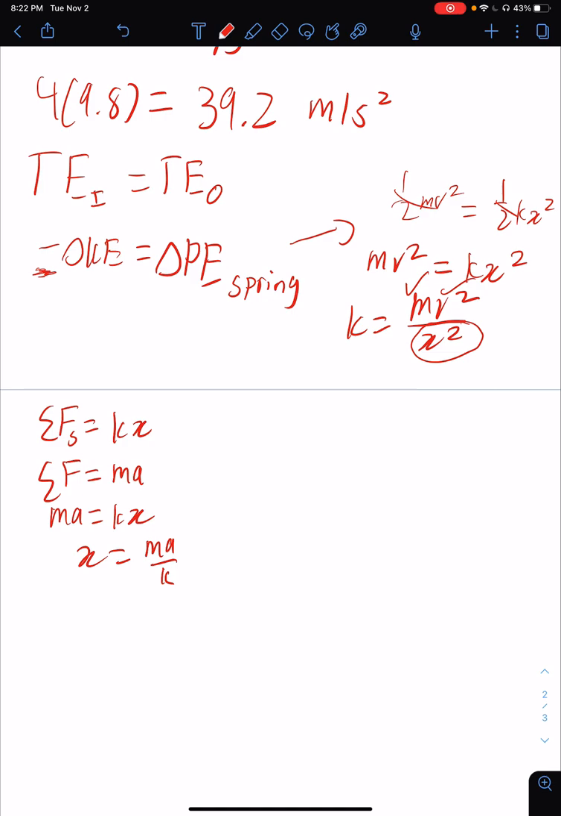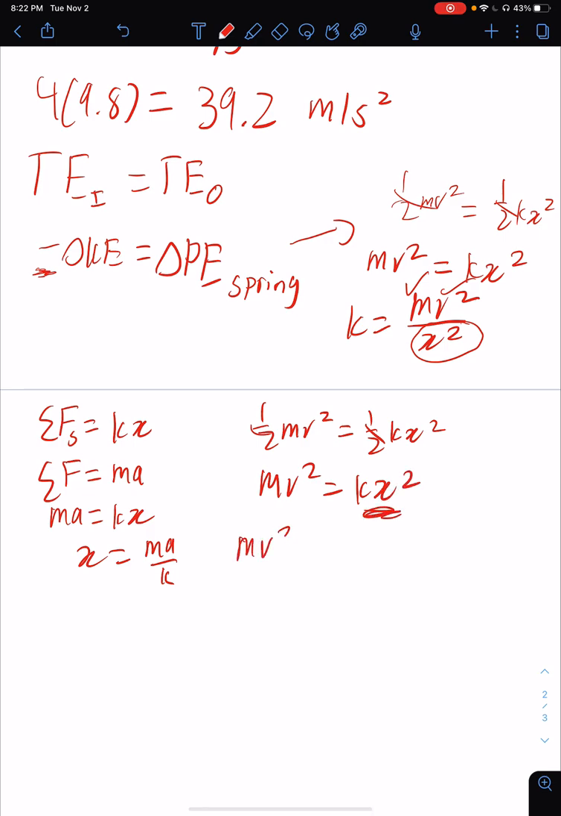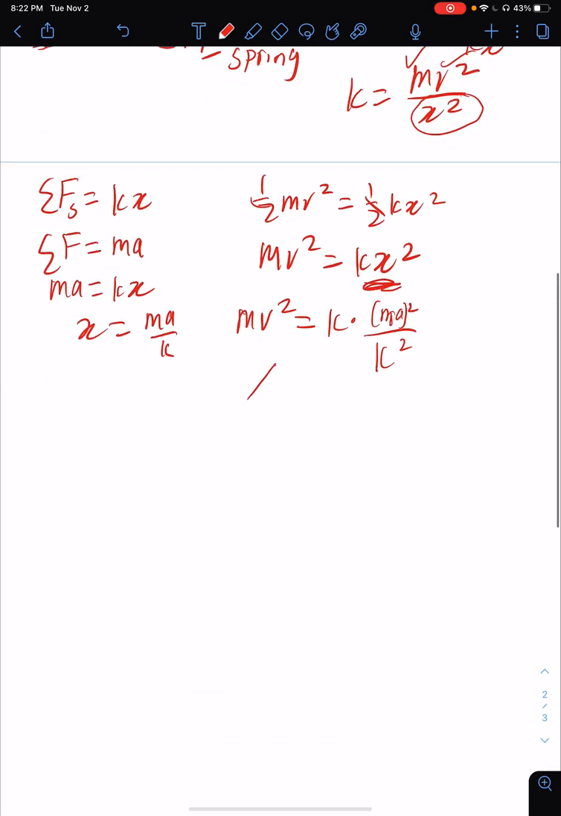Now what we need to do is let's rewrite our equation. Half mv squared is going to be equal to half kx squared. Again, halves cancel out. mv squared is going to be equal to kx squared. Now let's just substitute in for this. mv squared is equal to k times ma over k, whole squared. If you don't know how I got this, I just did ma over k whole squared since this quantity is being squared.